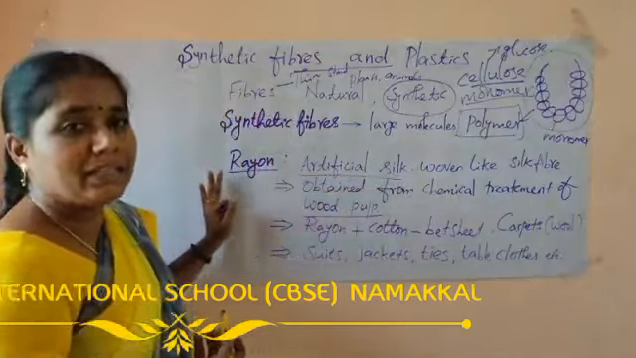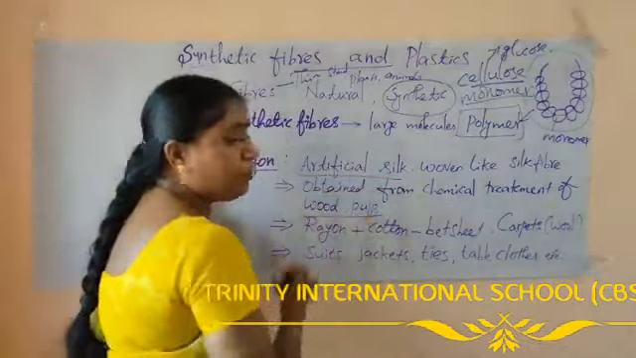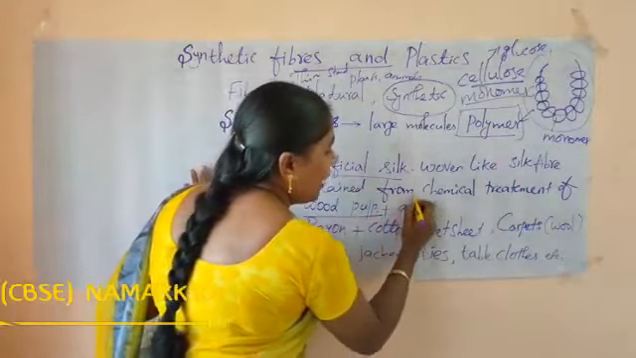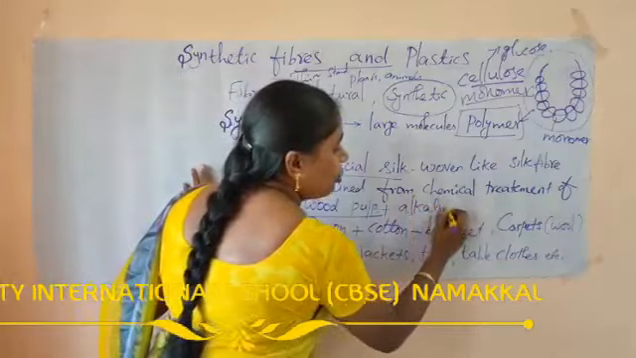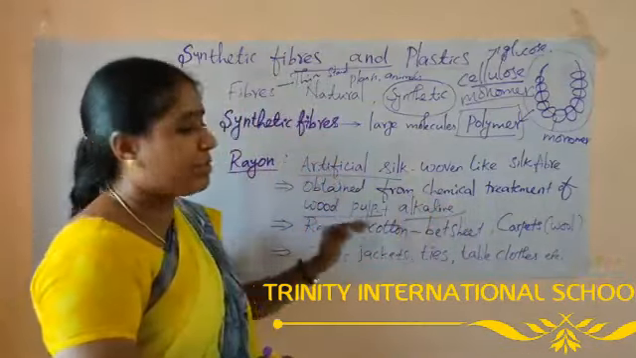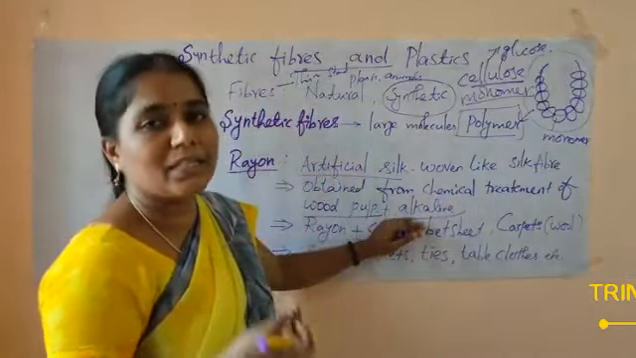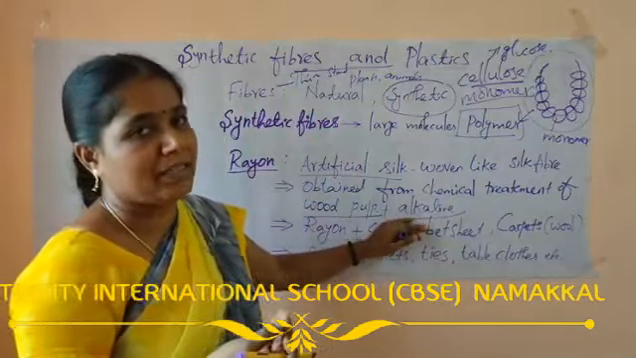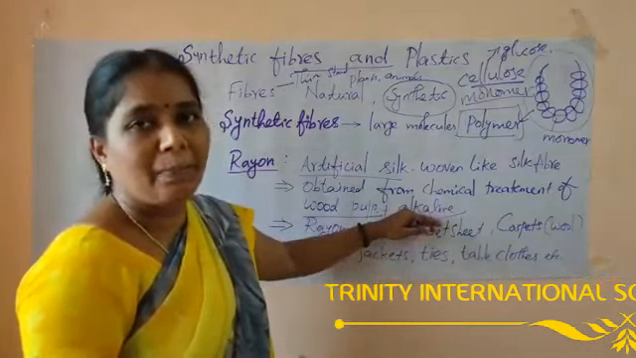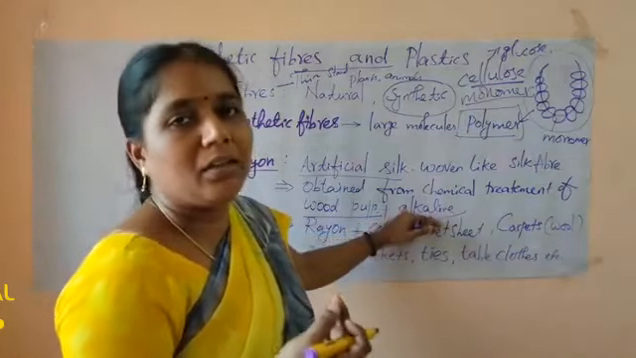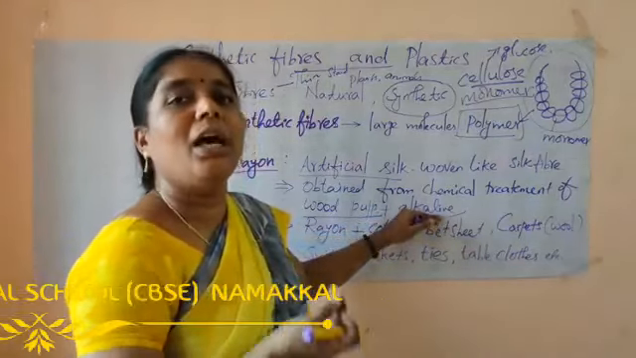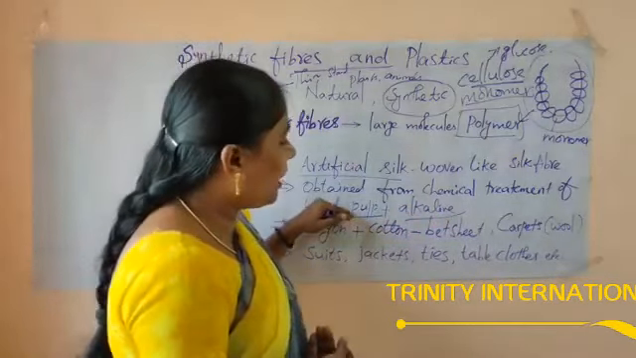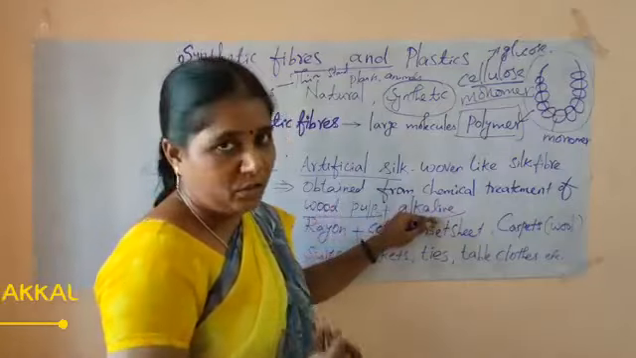How will they prepare this rayon? First, they take wood pulp and treat it with an alkaline solution. An alkaline solution is nothing but a base solution. We learned about acids and bases in your 7th standard lesson. An alkaline solution is a base solution, like sodium hydroxide solution or potassium hydroxide solution. First, they treat the wood pulp with the alkaline solution.